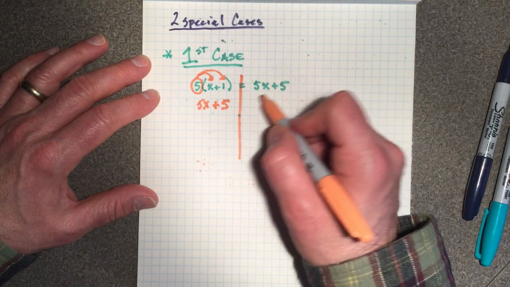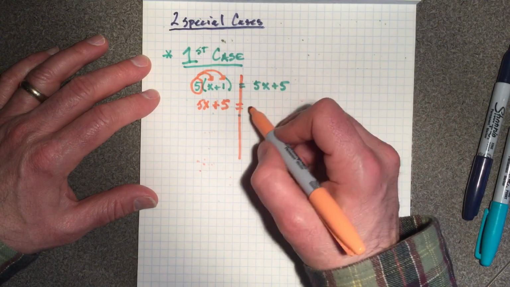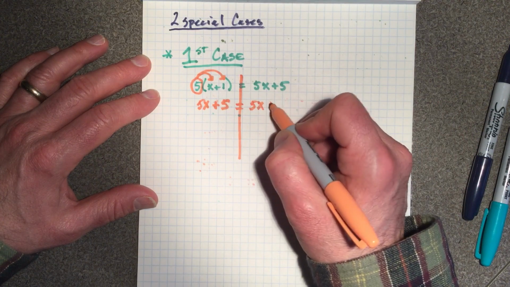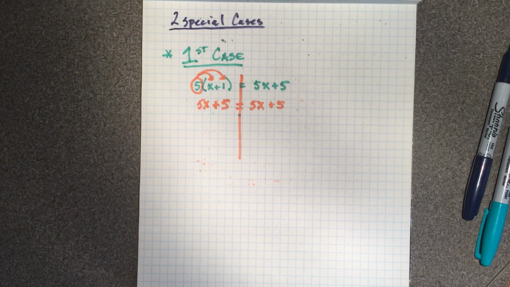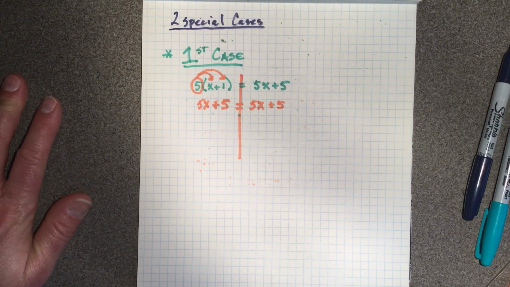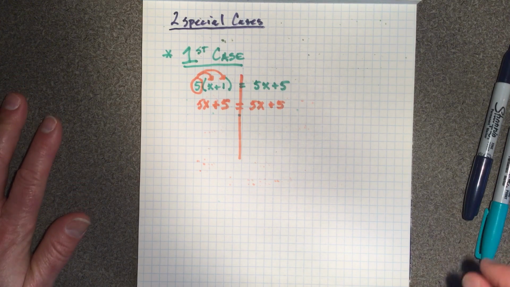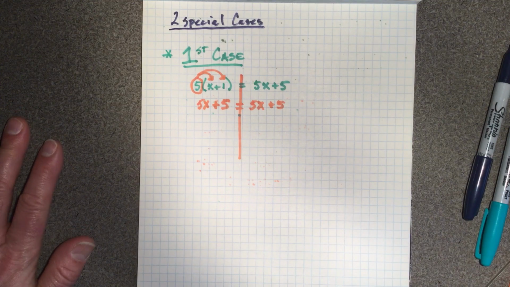Can I simplify this? No, I can't. So I'm just going to copy it down. Now look at this. This is kind of weird. The left side and the right side are the exact same thing. But if we keep going and we follow our rules of algebra, my next step is to get all the variables on one side, and so I'm going to do that.